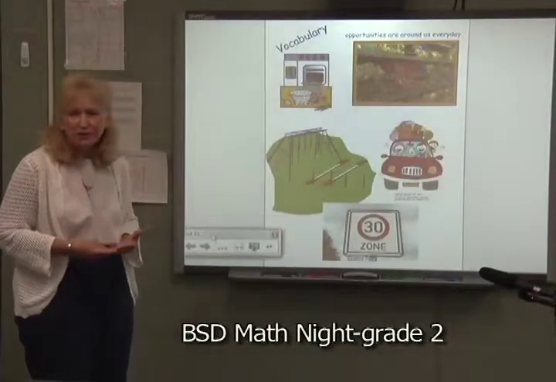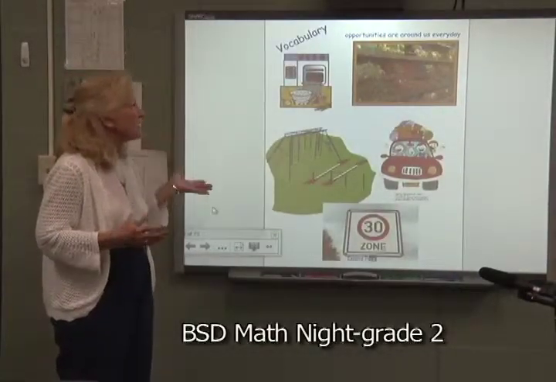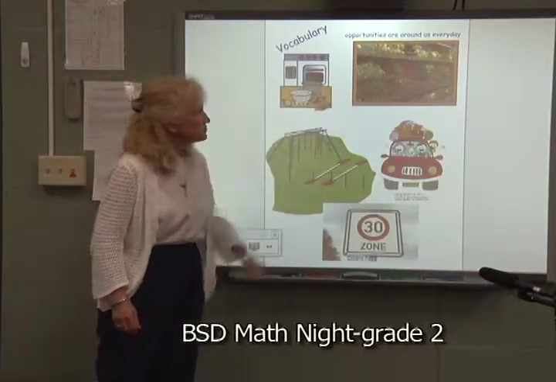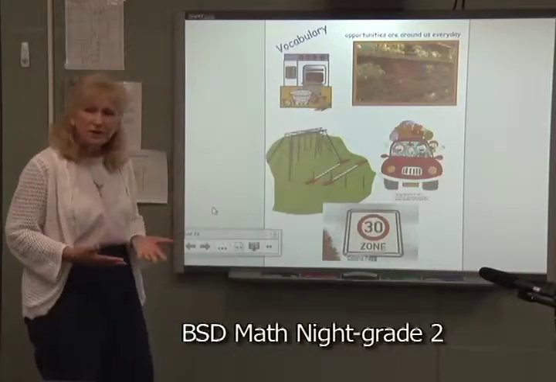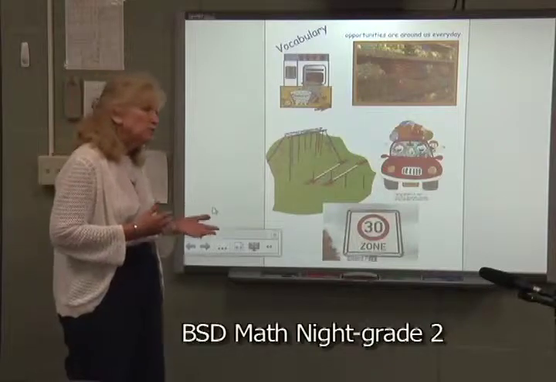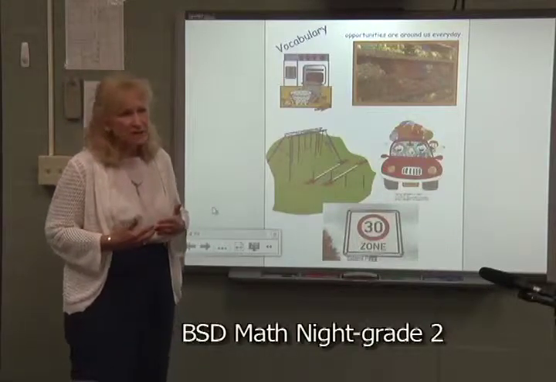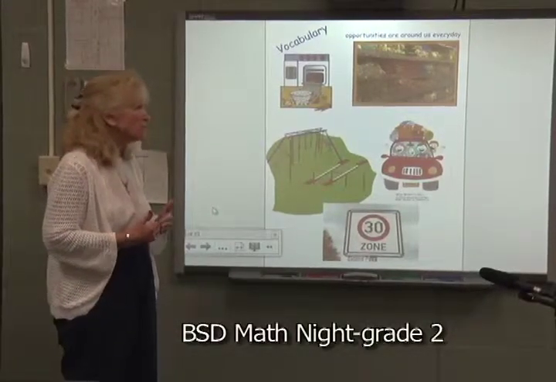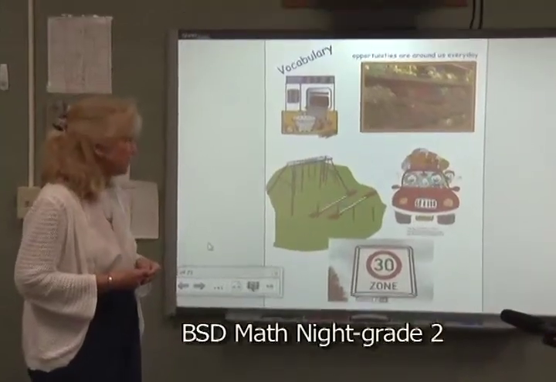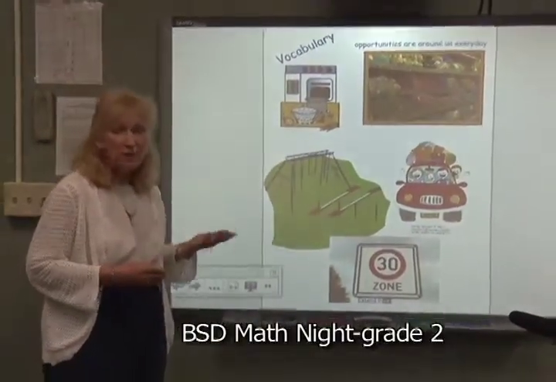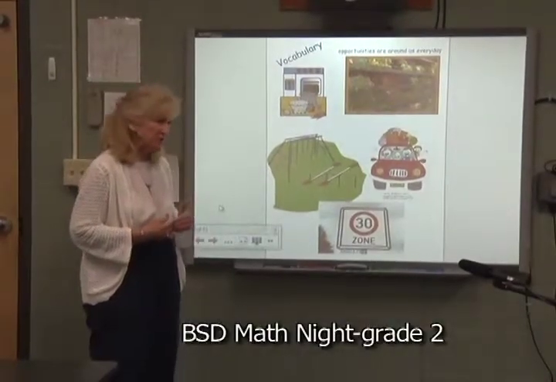Vocabulary and opportunities for math vocabulary are everywhere. It's an example at the grocery store. Words for kindergarten: how many, what's more, what's less, above, below, those type of directional words. The tomatoes, are they above the cucumbers? Are they below the cucumbers?